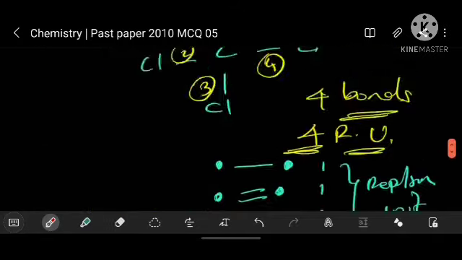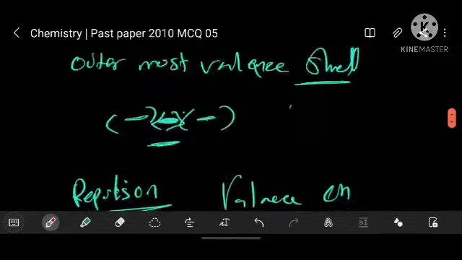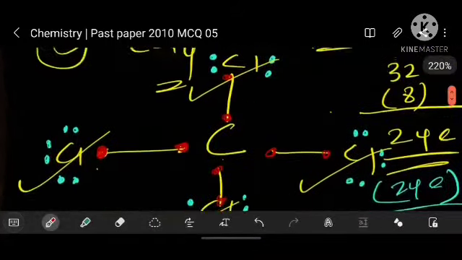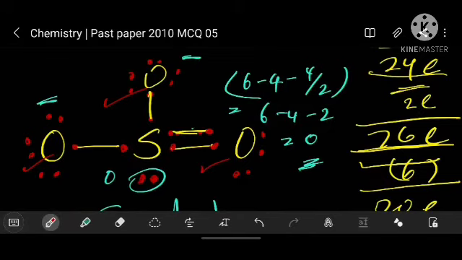So we have already established the first step, that is to establish the Lewis structure. We already did that, so we have already done step 1. This is the Lewis structure. If you want to learn about this, you have to check question number 5, chemistry, year 2010, part 1.